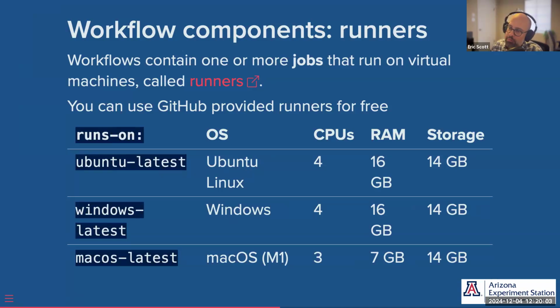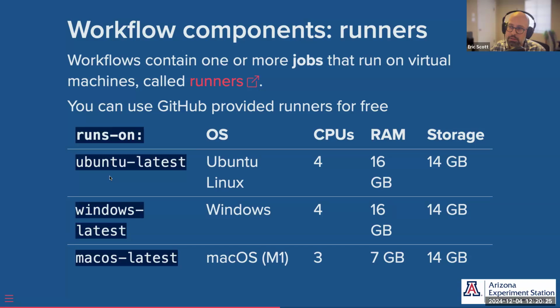Runners. So we've mentioned these. We've only seen examples of Ubuntu latest. This is a nice default, because if you're using that package renv, it installs system dependencies for you. But maybe you have some R packages that are only for Windows or only for Mac. You can use Windows or Mac runners.